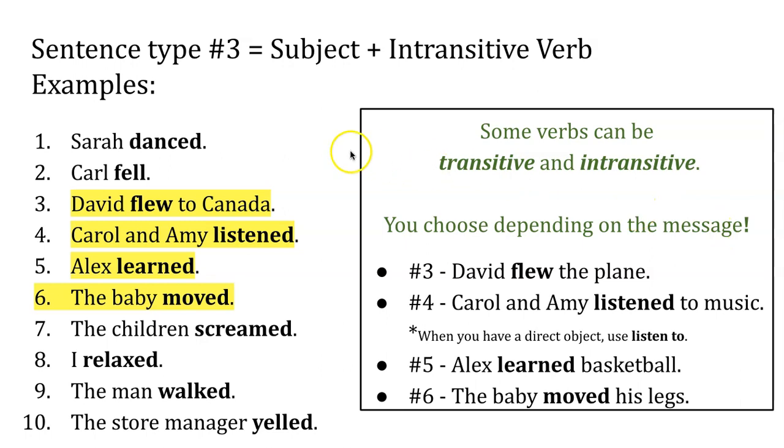For example, number 3, David flew to Canada. I am just giving you information. He flew. Okay, so that is an intransitive verb here. But if I say something like, David flew the plane, the plane is an object. So here, flew is an example of a transitive verb because we have subject David, flew, transitive verb, and after that we have an object. This is because David flew the plane means he is driving the plane. He flew the plane. He is the pilot. Okay, so it's a little different.